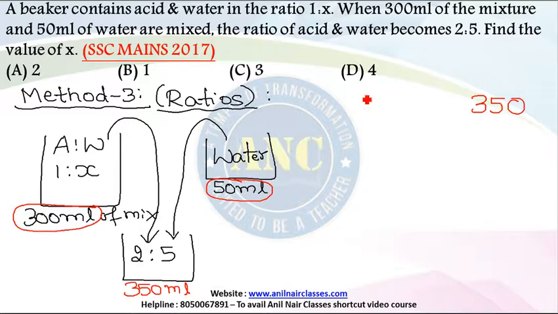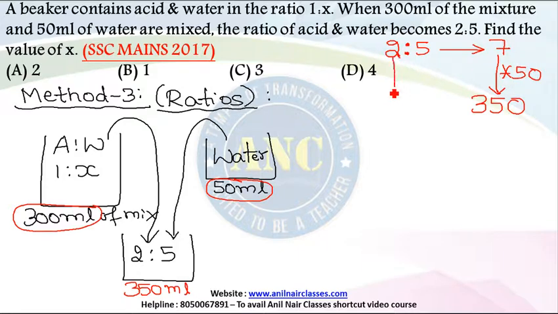But the question says it is in the ratio 2 is to 5, means 2 liters of acid is present, 5 liters of water is present. Totally 7 liters of mixture is present according to ratio. But question says no, it should not be 7. It should be 300 plus 50, which is 350 that need to be present in your mixture 3. So 7 is becoming 350.